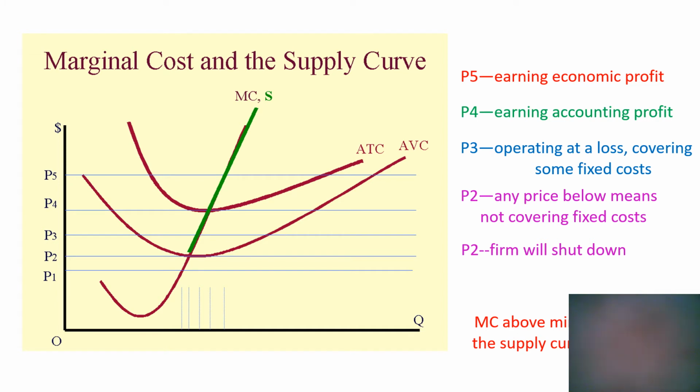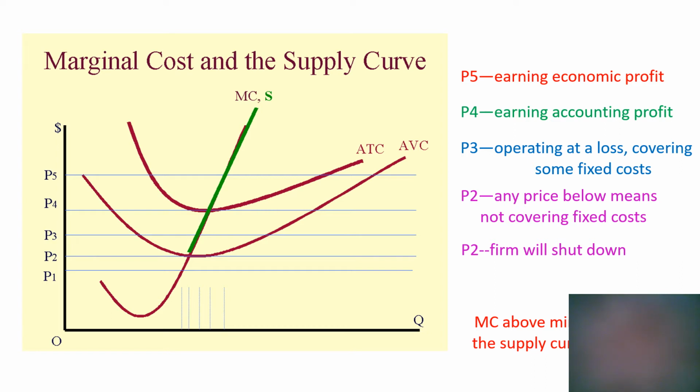In this graph, we want to look at different price levels. At the price level P5, we can see that the price is above average total cost, and so this firm is earning an economic profit. We also recognize that that's a short-run situation because more firms will enter the industry in order to take advantage of the economic profit. At price level P4, we see that price is equal to marginal cost equals the minimum of average total cost, and we know that they are earning accounting profit, but they are earning zero economic profit.